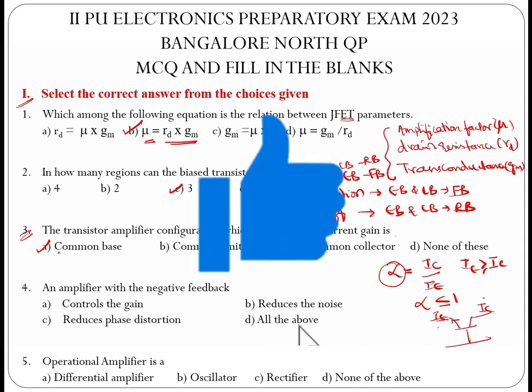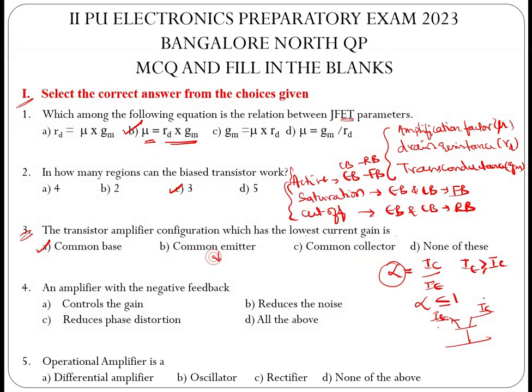Hence it is common base. Common emitter has beta as the current gain and it is moderate, or even we can call it high because it is around 250 and above. Common collector is gamma. This is the highest. Highest is just 1 more than beta. Gamma is equal to beta plus 1. Just 1 more than common emitter. This is regarding current gain.